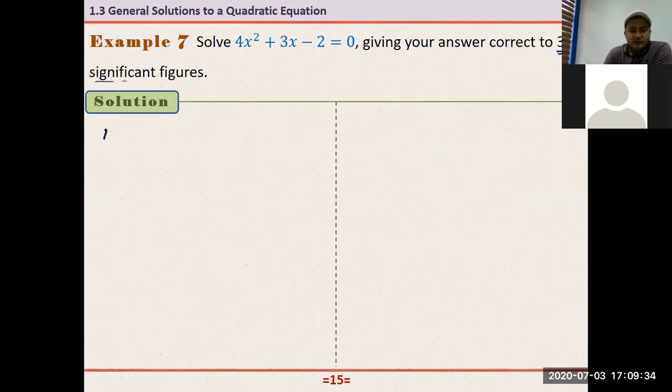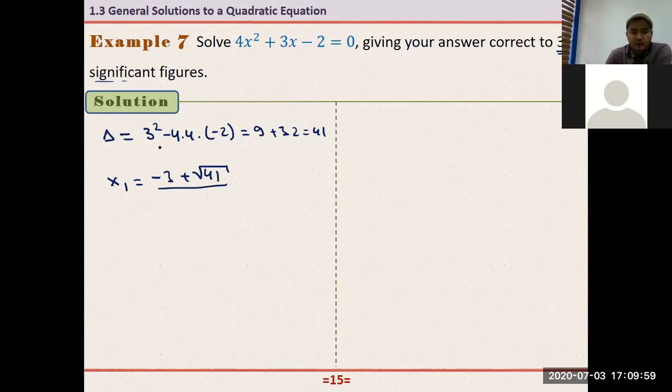Here the first step is to find the discriminant. It is already in standard form: 3 squared minus 4 times negative 2 times negative 4, which is 9 plus 32, which equals 41. So the first root is negative b, that is minus 3, plus the square root of 41, over 2 times a. 2 times a is 8.